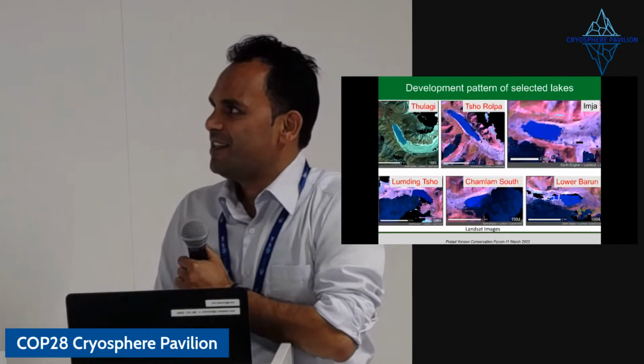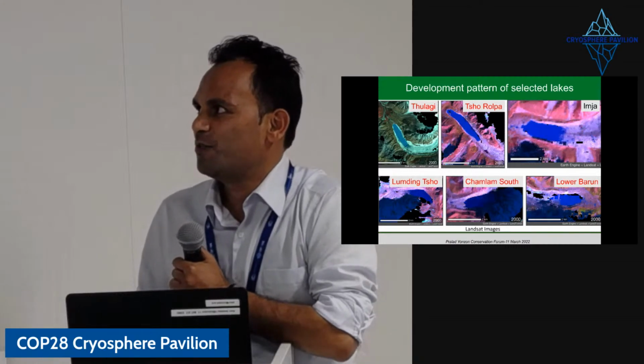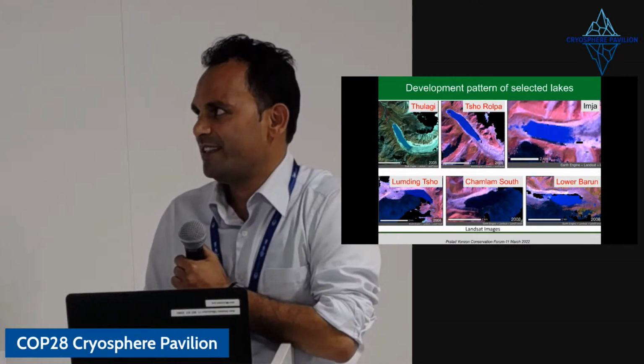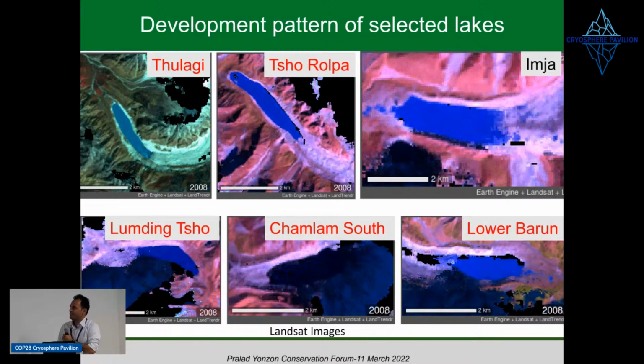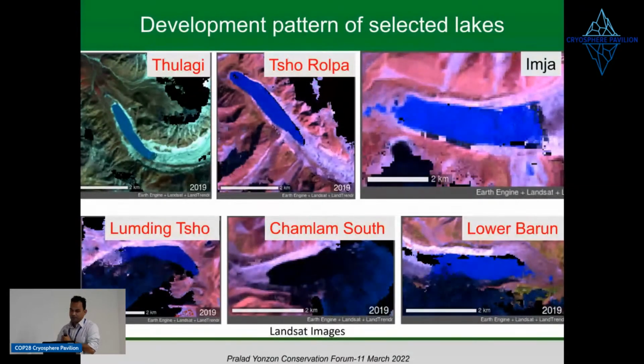These are just examples of a few lakes, showing how they are growing from the 1990s to 2018, using Landsat satellite images. Almost all glacial lakes are growing very rapidly. Because they have glaciers with gentle slopes and slow-moving glaciers, they provide suitable conditions for the formation of even larger glacial lakes in the future.